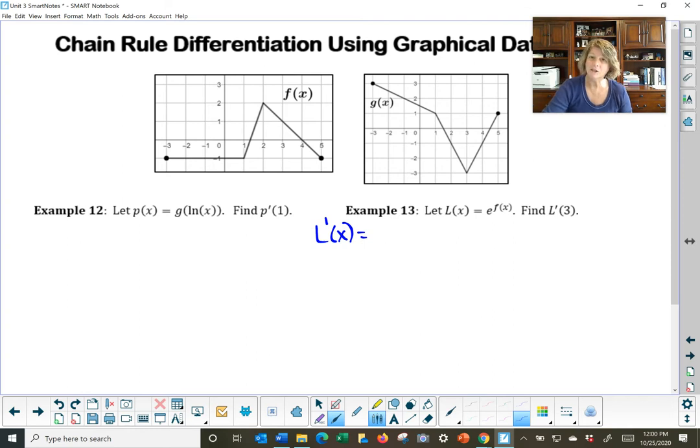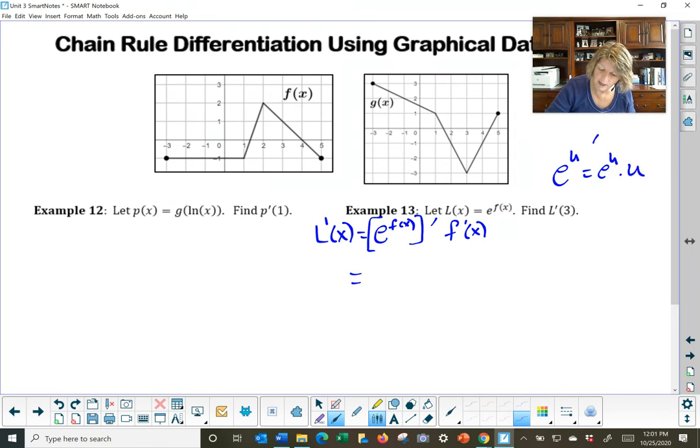Oh, we got an e function. Lovely. We are going to take e to the f of x. I need to take its derivative, and then I need to take the derivative of f of x, right? Derivative of the outer times the derivative of the inner. The derivative of e to the u is e to the u times u prime. That is what we're working on with this e to the f of x.